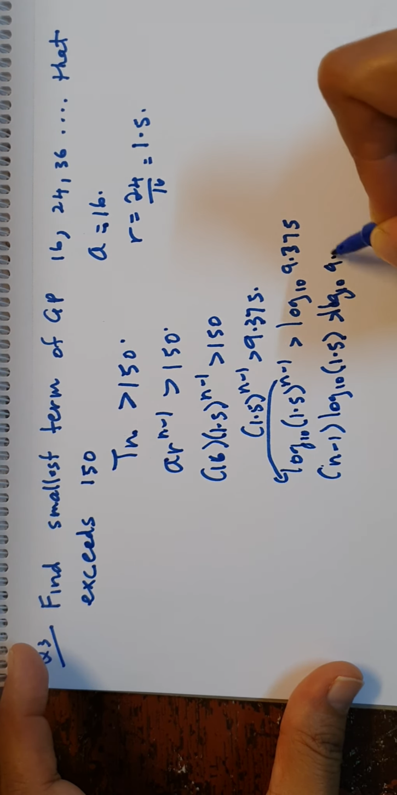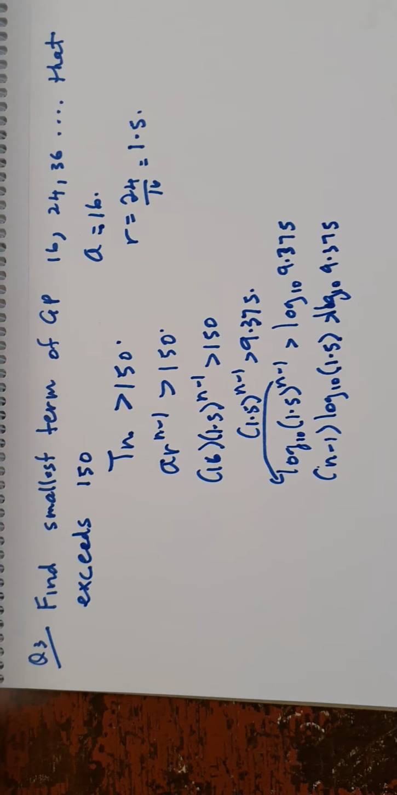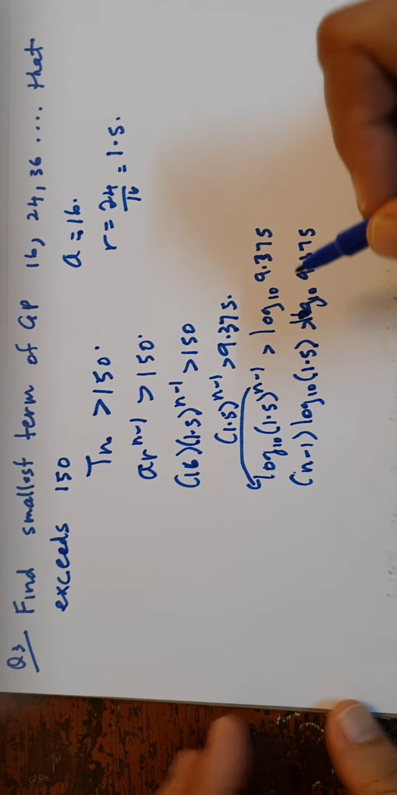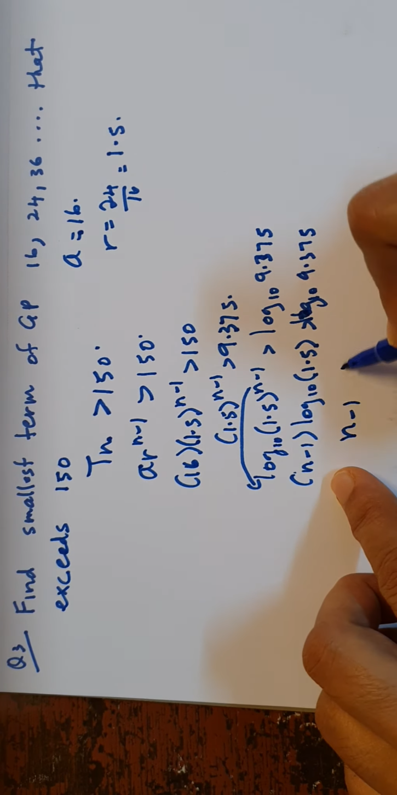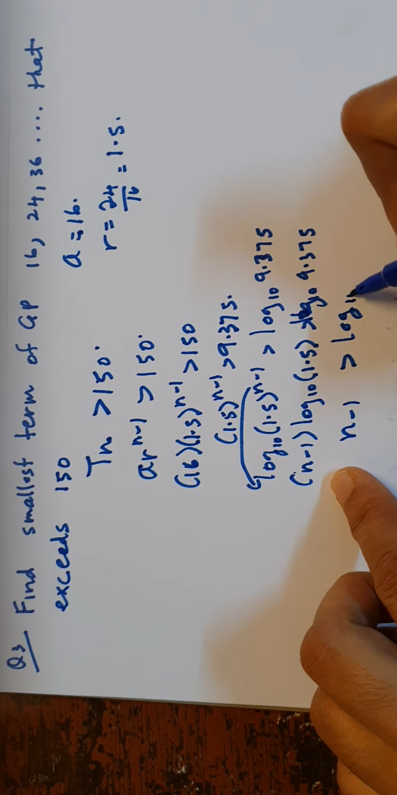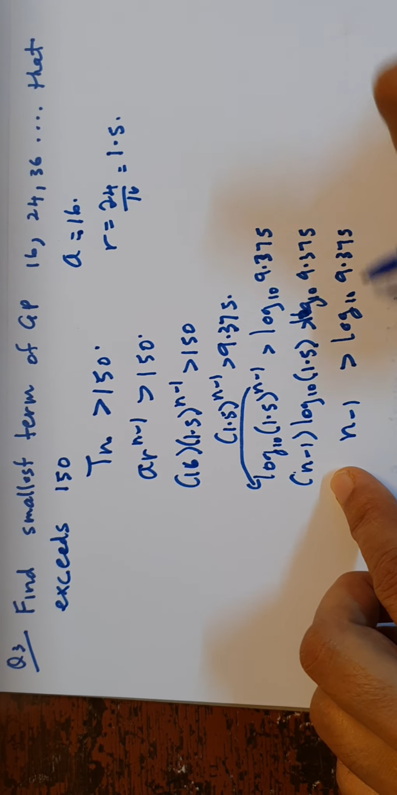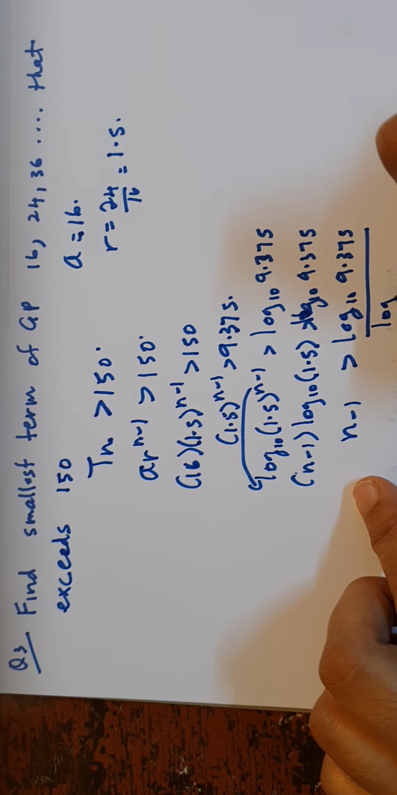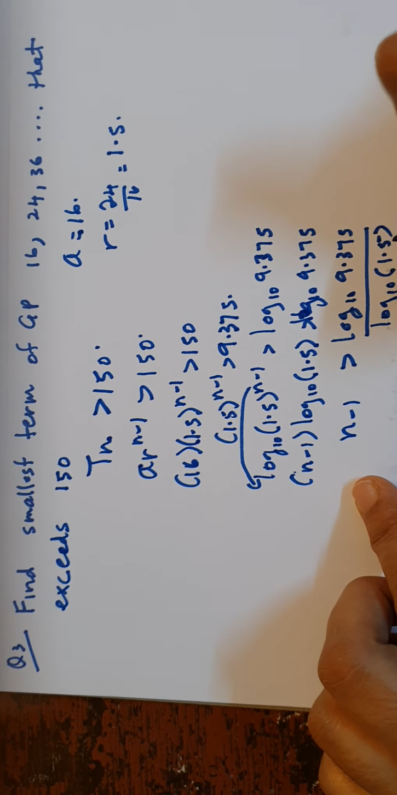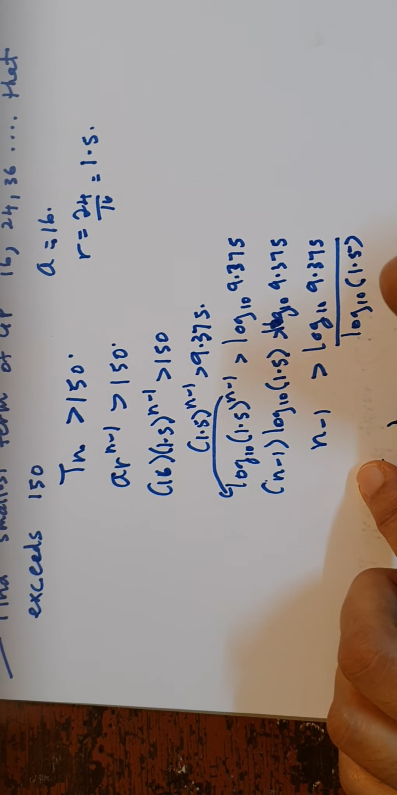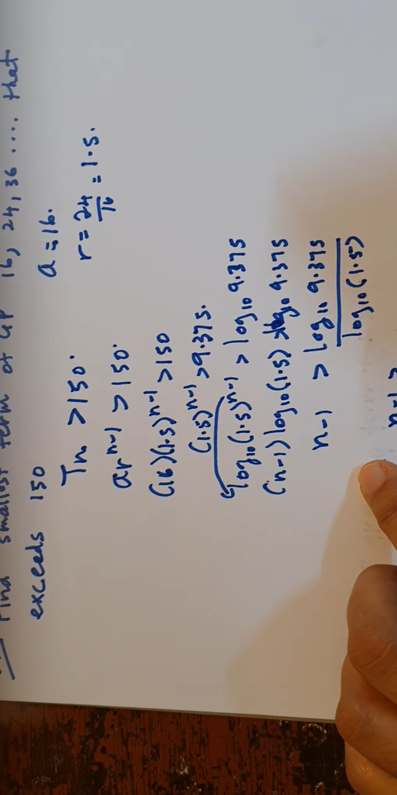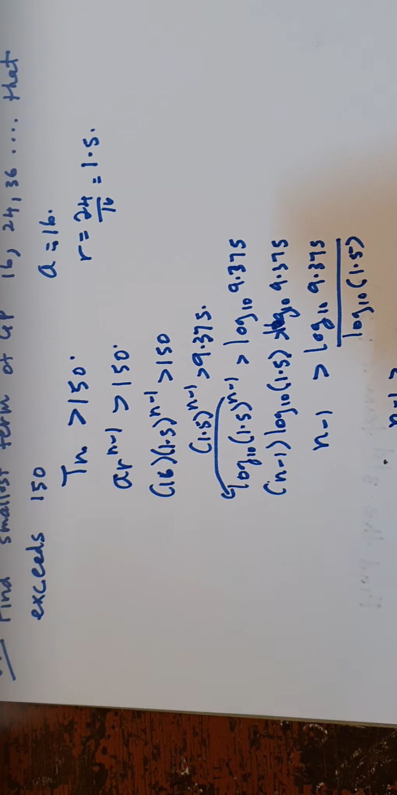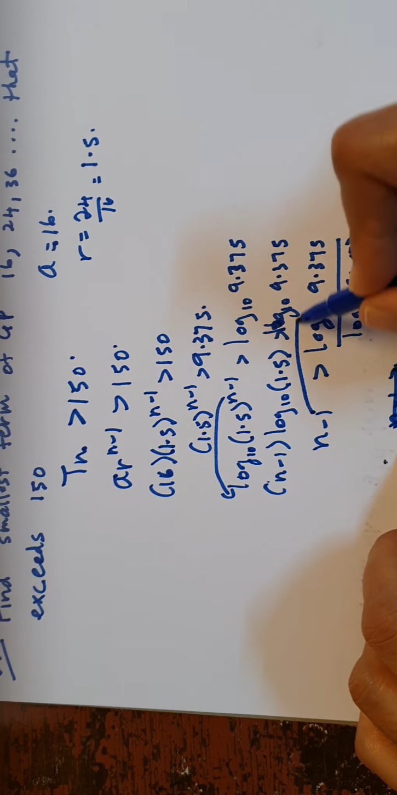Okay, so you want to find what? You want to find the value of n. So leave the n on this side. So it equals log base 10 9.375 divided by log base 10 1.5. You don't have to put the bracket. So n minus 1 is greater than, use your calculator, work it out. And then bring the plus 1 on this side. So when you work this out and then you plus 1, I shall do it in one shot. So I shall bring my 1 over to this side.